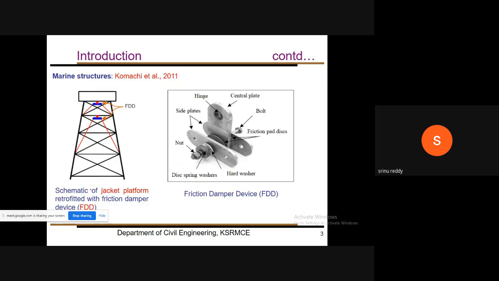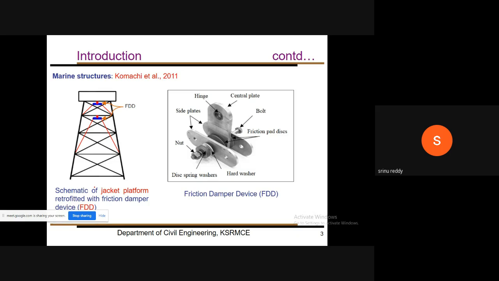In terms of applications, consider friction applications in offshore platforms or any framed structures. We can reduce the effect of loading, like lateral loading, earthquake loading, wind loading, and different kinds of loadings, by providing different kinds of dampers. Friction dampers are one among them. Here the efficiency of the damper depends upon the coefficient of friction of the pad materials we are using.